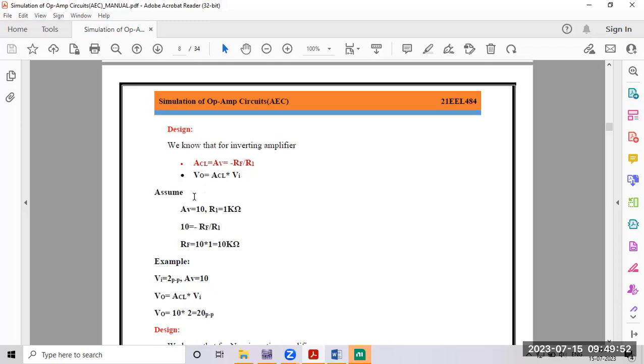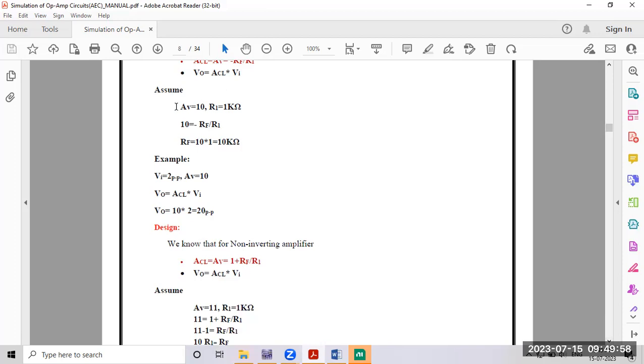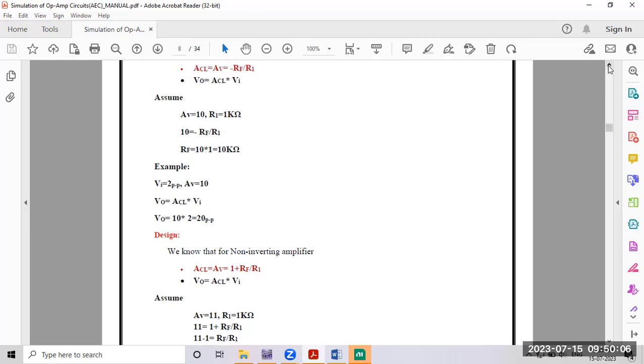Now, let's take one example. Assume voltage gain equal to 10 and R1 equal to 1 kilo ohm. What is the gain formula? ACL equal to minus RF divided by R1. Substitute the AV value: 10 equal to RF divided by R1. RF equal to 10 into 1, since the R1 value is 1 kilo ohm, so RF equal to 10 kilo ohm. We found the RF value: R1 equal to 1 kilo ohm, RF equal to 10 kilo ohm.